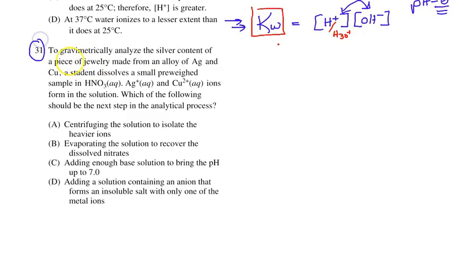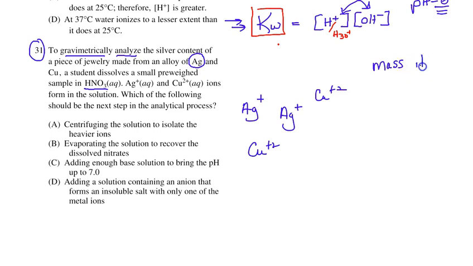31. Number 31, to gravimetrically analyze using mass the silver content of a piece of jewelry. So we want to know how much silver. We first dissolve the jewelry that's made of both copper and silver, and we do so with a strong oxidizing agent. We're going to have free silver ions, and we're going to have free copper ions all over the place. Now, we would probably mass out the sample first. So we'd have a mass of the jewelry, initial.